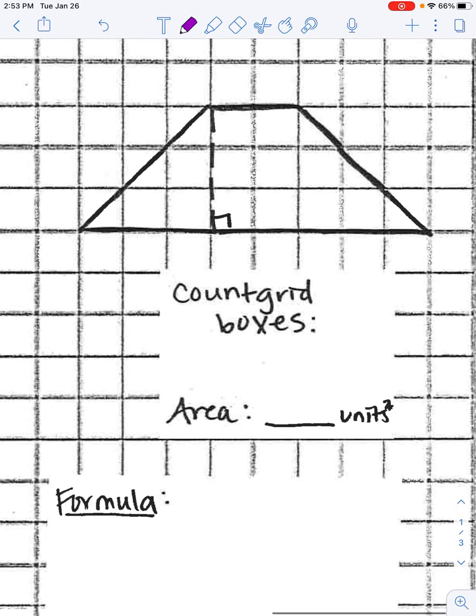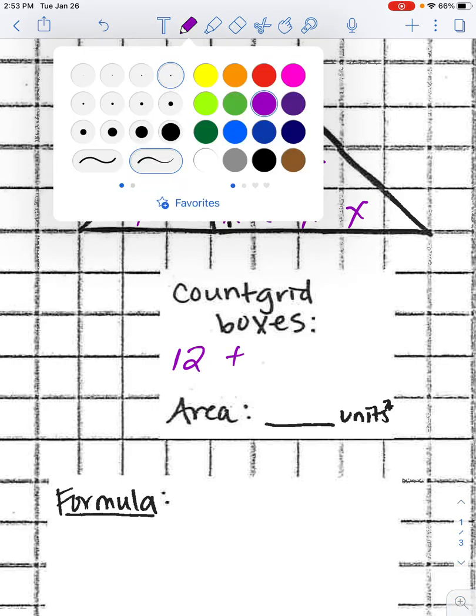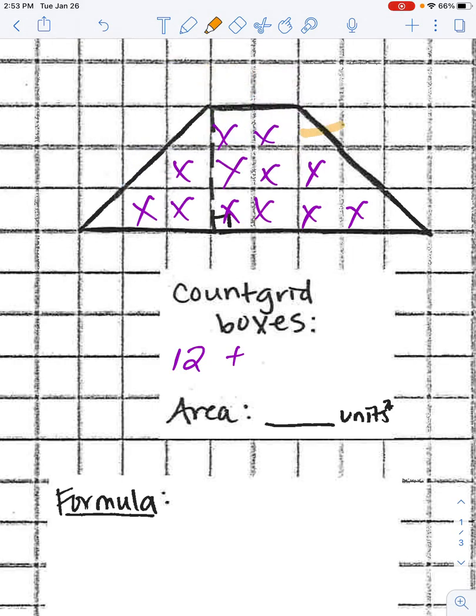Let's look at this one. For the sake of counting the grids, I guess we can do that. Full grids, 1, 2, 3, 4, 5, 6, 7, 8, 9, 10, 11, 12 full boxes. And then a half and a half make a whole, a half and a half make a whole. So there's 1, 2, 3 extra boxes, which gives us 15 square units. I'm going to erase all that.